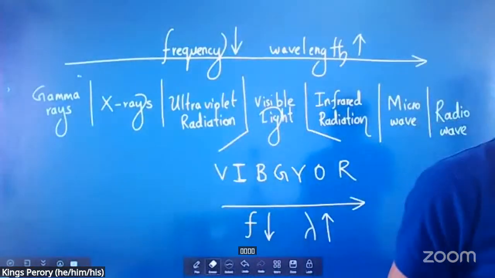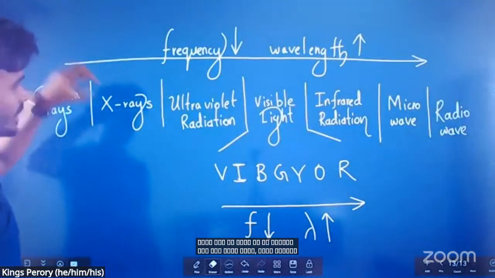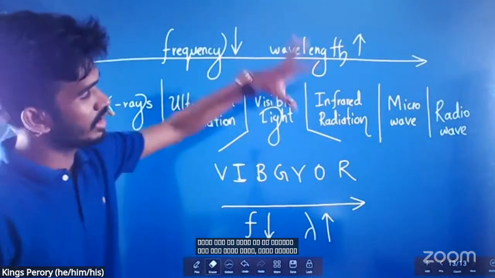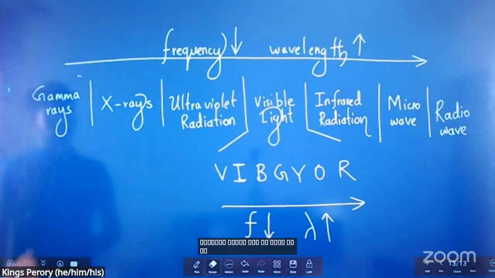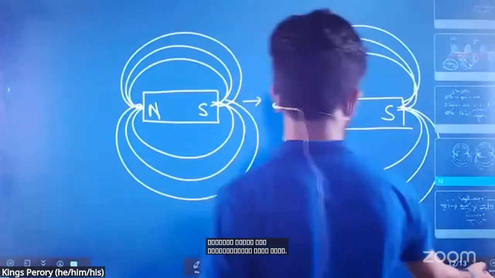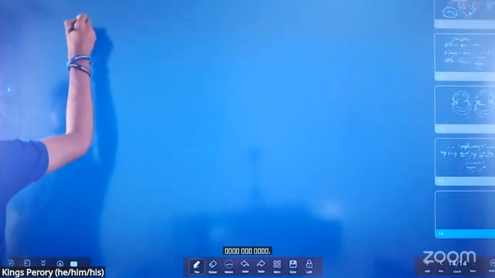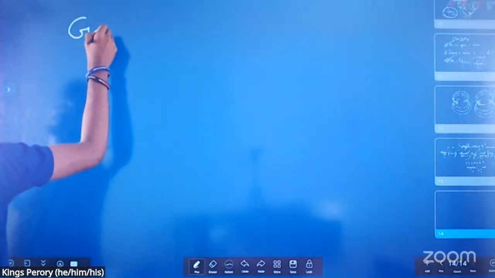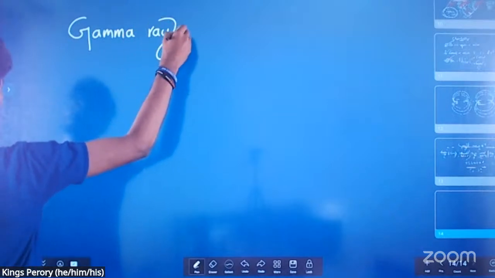Right. Now we have to go through each one of these waves separately: gamma ray, X-ray, UV, visible, infrared. Each one of them has its uses, and we'll have to go through them separately, starting off with gamma rays.